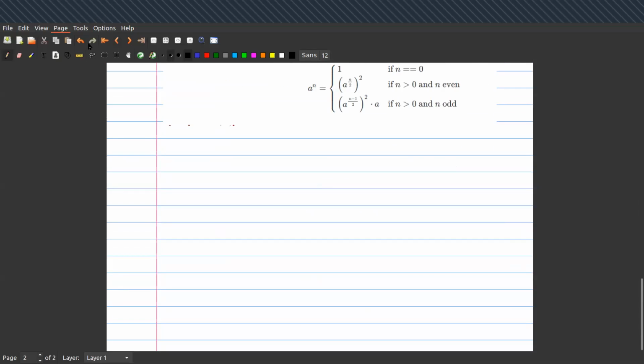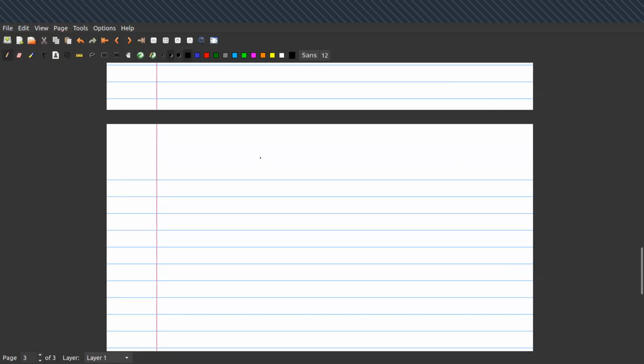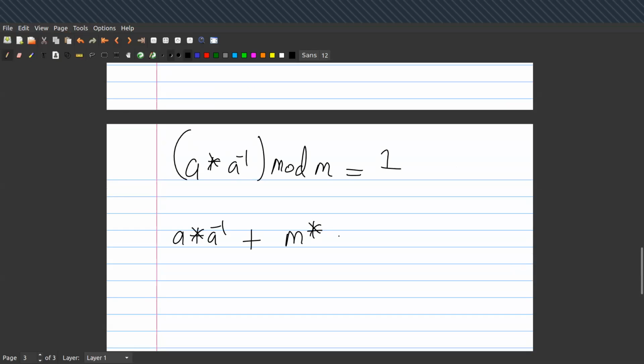Yeah, so I told you A times A inverse mod M is equal to 1, right? So we can just write it as A times A inverse plus M times some variable Y should equal 1. These things are equal, right? Because when we take the mod, we get this and we should have 1.